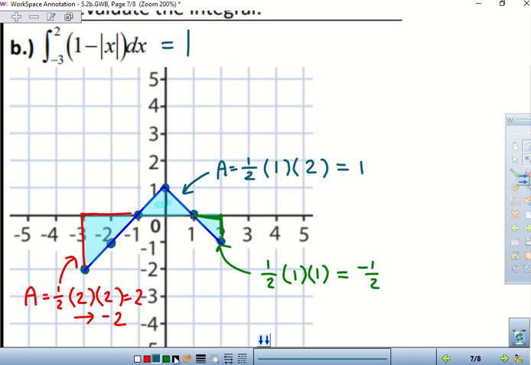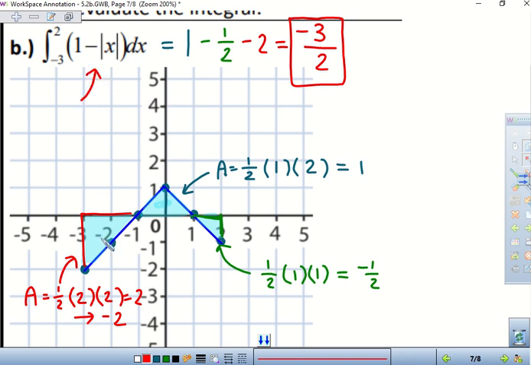Now that I have the total areas, I'm just going to combine them: 1 minus 1/2 minus 2, which gives me -3/2. What that means is if you knew how to take the antiderivative of this function and evaluate it from -3 to 2, you would get -3/2 as your answer. Because what we did was find the exact area. This was not an estimation like the ones we did previously. Okay.